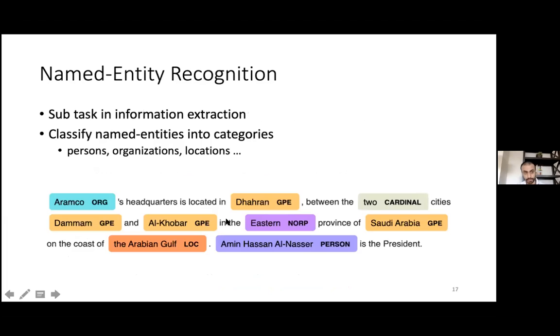Another NLP core technology is named entity recognition. It's a subtask in information extraction. In this task, we are interested in classifying named entity categories. So you have some named entities, and you want to say, okay, this is a person, this is an organization, this is a location. So in this example, you have Aramco is an organization, Dhahran is a geopolitical entity, Amin Nasser is a person.